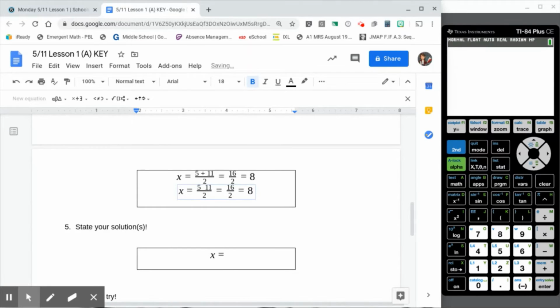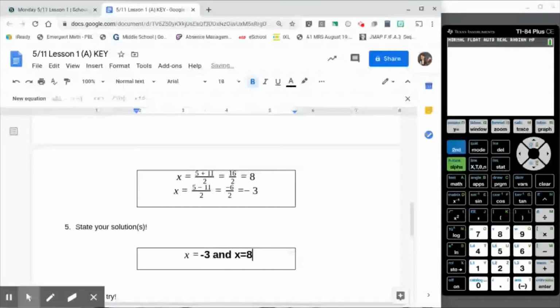Minus 5 minus 11 gives us -6. -6 divided by 2 gives us -3. So our solutions are x equals -3 and x equals 8.